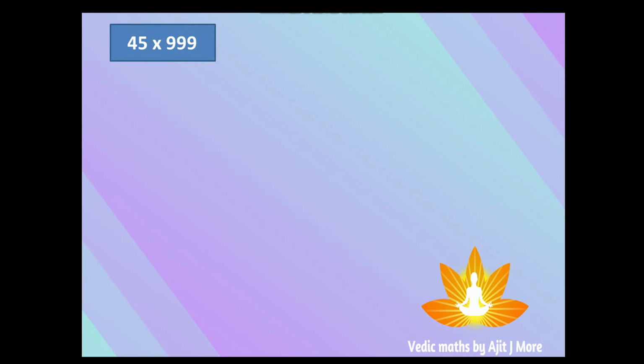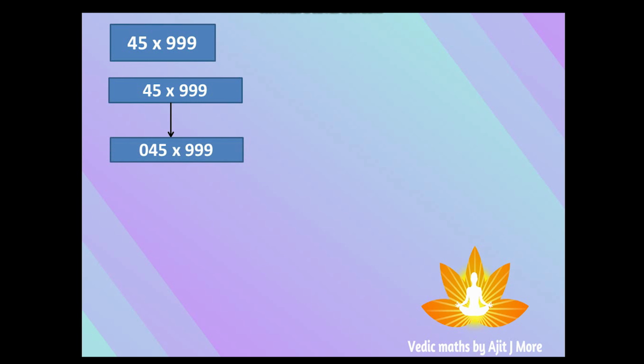Now we'll take one example, that is 45 into 999. You can see the number of digits in the multiplicand is less and the number of nines is more. So what is the first step which I told? Prepend 45 with zeros. You can see we have to prepend only one zero so that the number of digits becomes the same. After this, apply the same case 1 principle. Your answer is going to be of two parts. What will be the first part? 1 less than 45. So what is 1 less than 45? 44. And that is the first part.